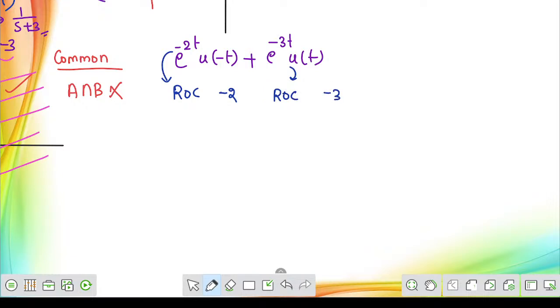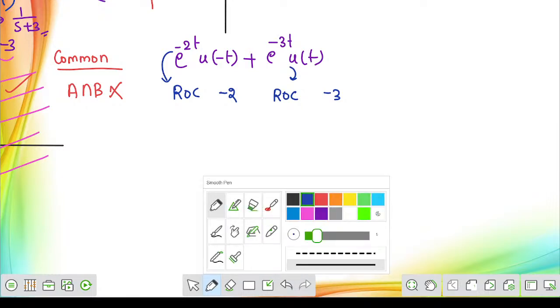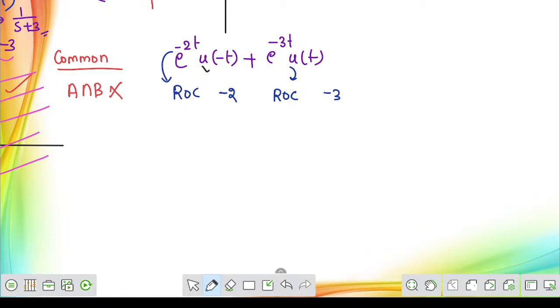The next question, whether it is less than or greater than, that you will have to predict from the given data, given signal. What is given? First one is u of minus t. U of minus t is an anti-causal signal. It will lie only on the left hand side. Left hand side means less than. Finish.